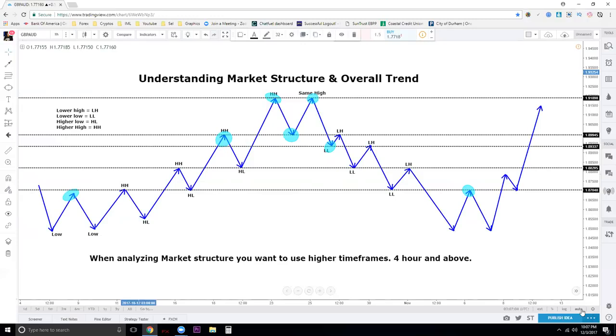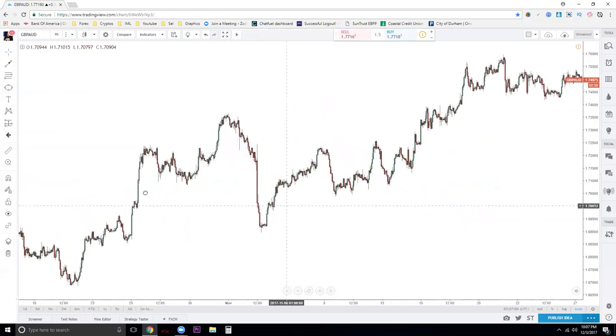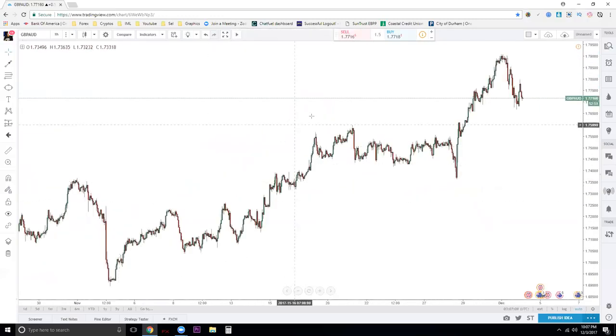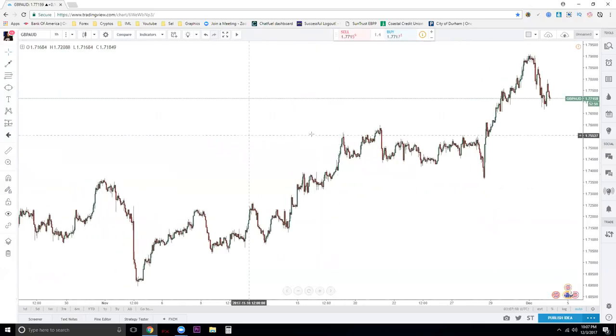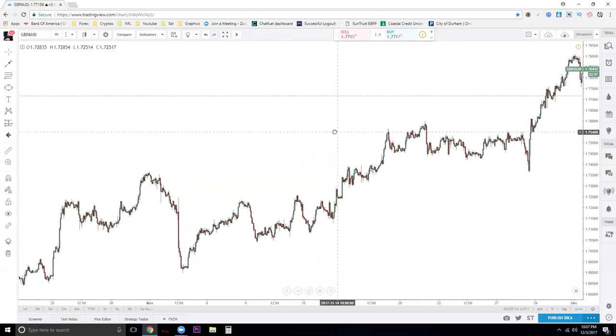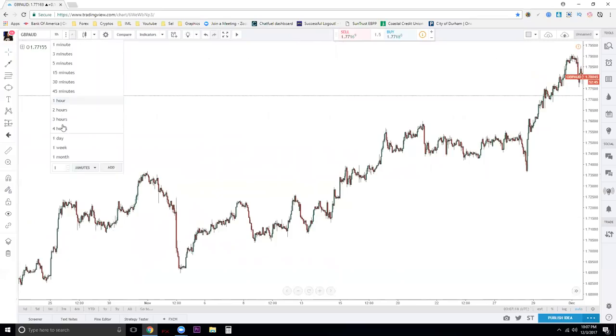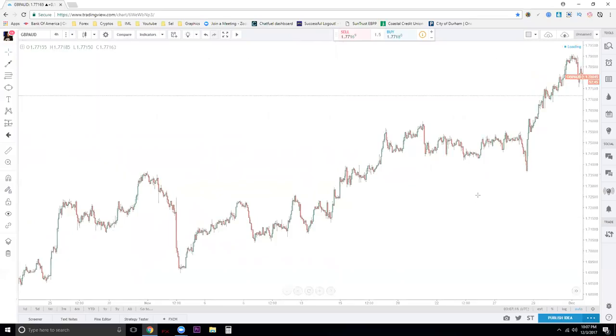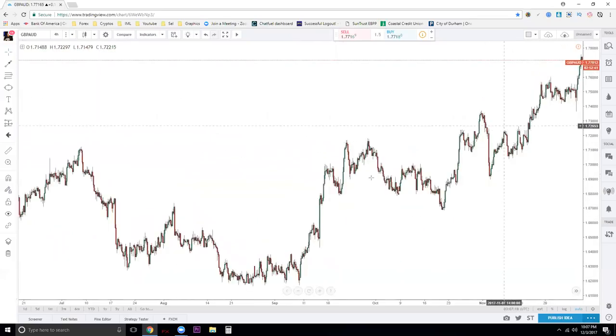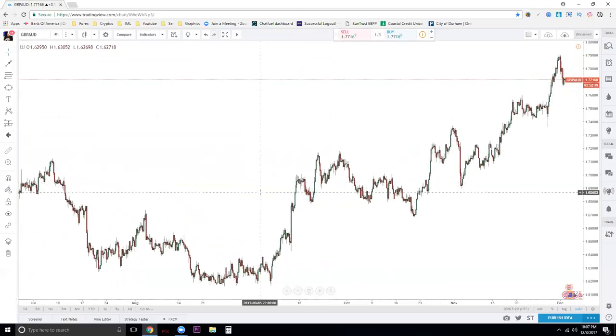All right. Now, let's see what this chart right here, GBP AUD. All right. I'm going to identify market structure for you guys so you guys can see exactly what I'm talking about. All right. So I'm going to start from just this move right here.